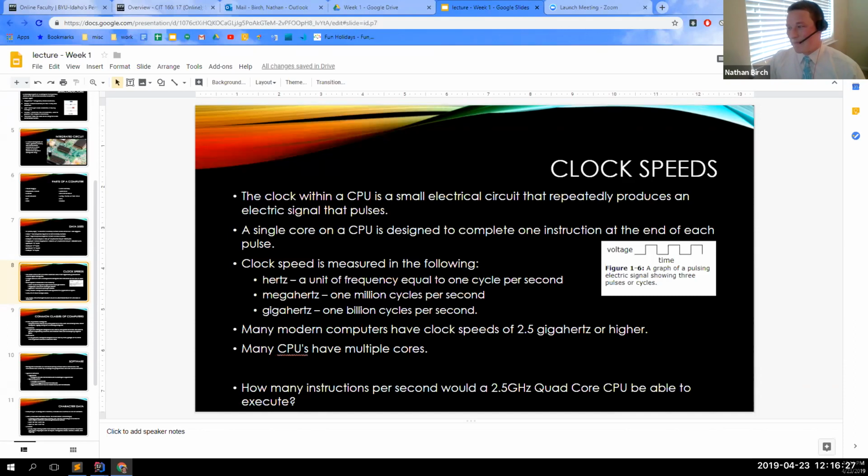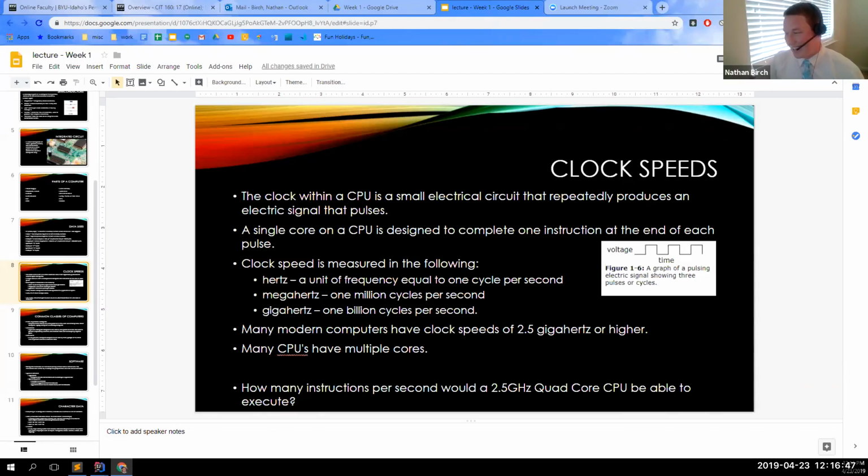Okay, and then kind of a fun question here. It says, how many instructions per second would a 2.5 gigahertz quad core CPU be able to execute? Any guesses out there from you guys? Is it like 10 billion? Because it's quad?